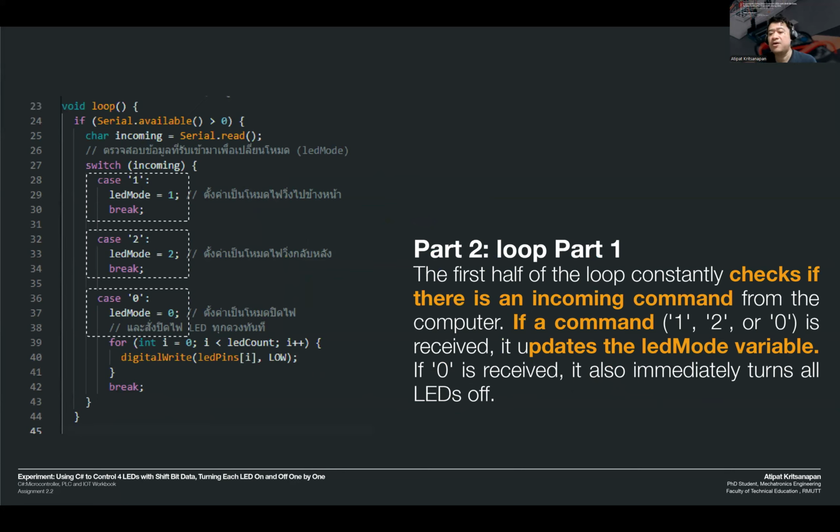The first half of the loop constantly checks if there is an incoming command from the computer. If a command 1, 2, or 0 is received, it updates the LED mode variable. If 0 is received, it also immediately turns the LEDs off.